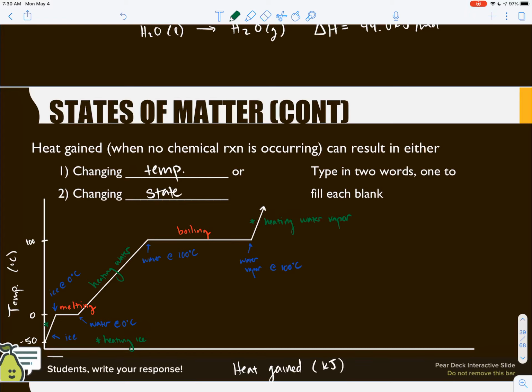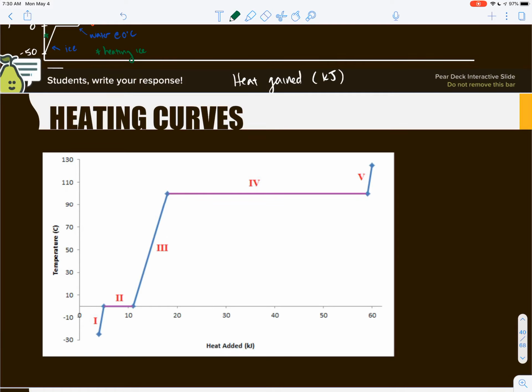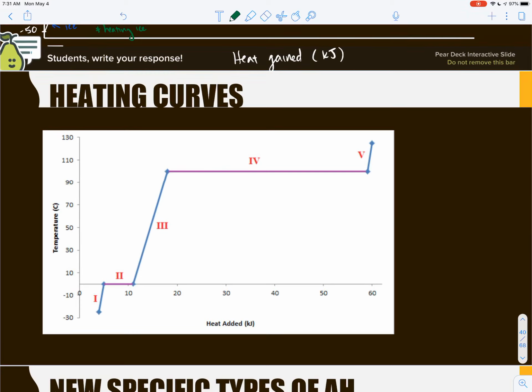Okay, so here's a better version of it that is mathematically accurate. Okay, so I would take a second, ask yourself what's happening at all these different stages.